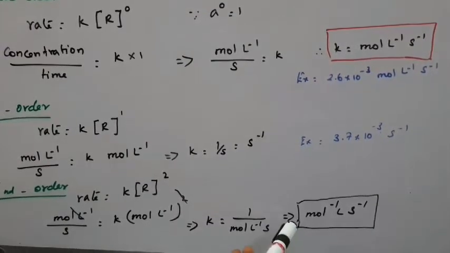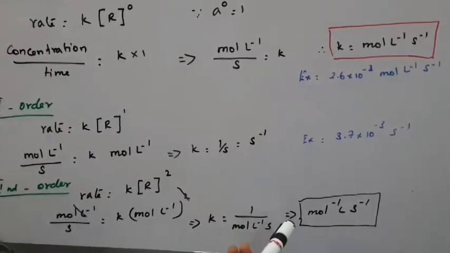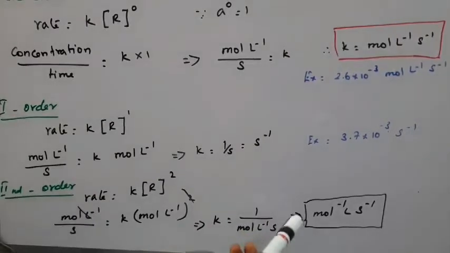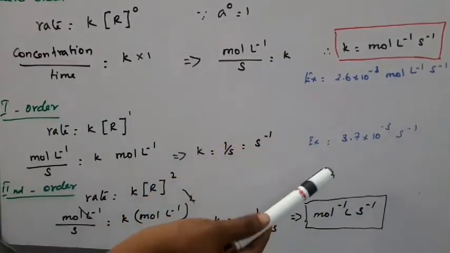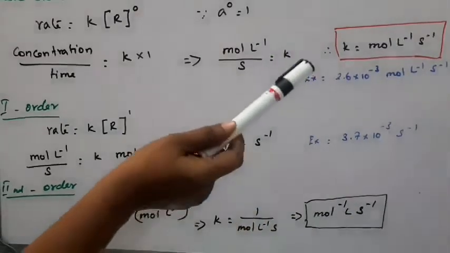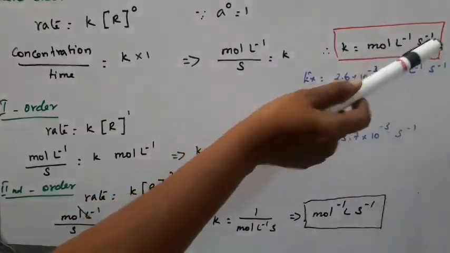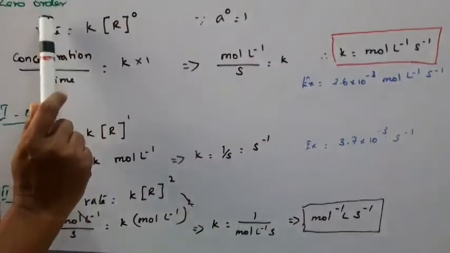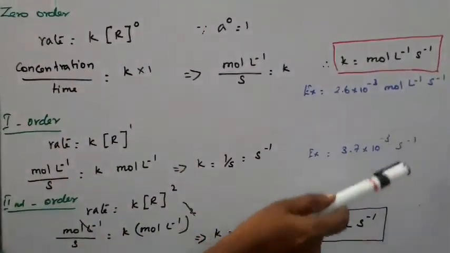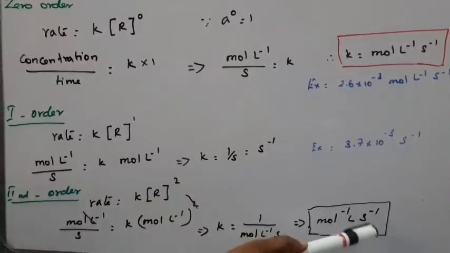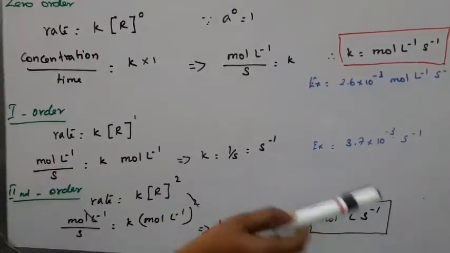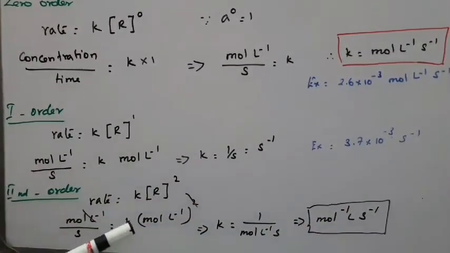Okay, so students, you can easily find the order once you see the unit. Mole per liter per second is the unit of zero order. Per second is the unit of first order, and mole inverse, liter and second inverse is the unit of second order. That's all.